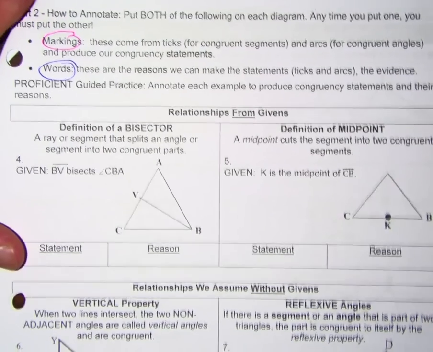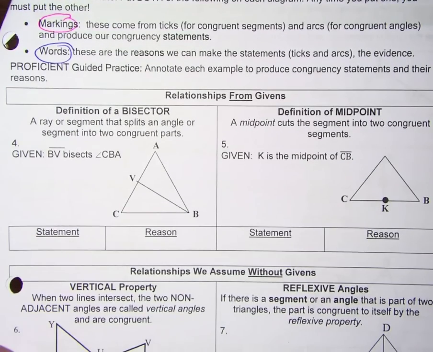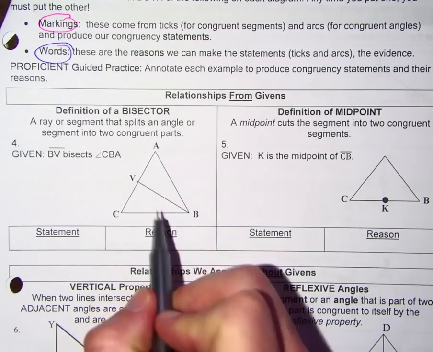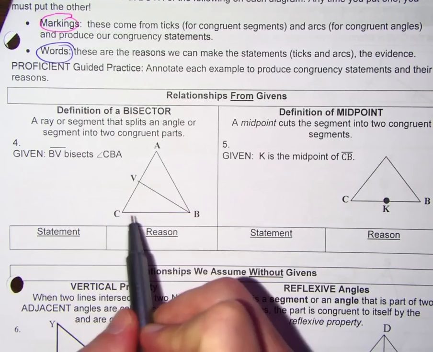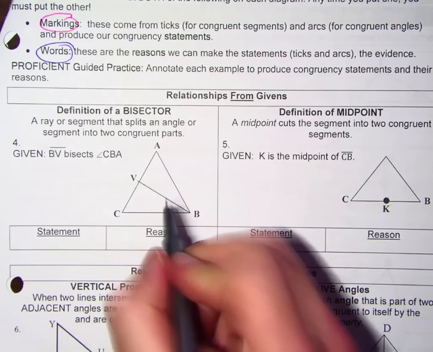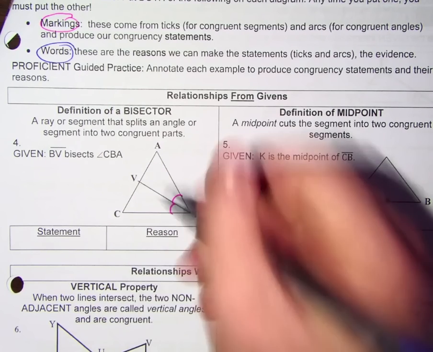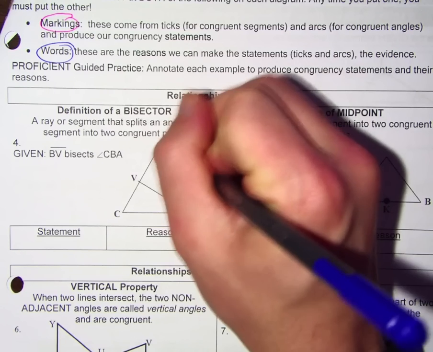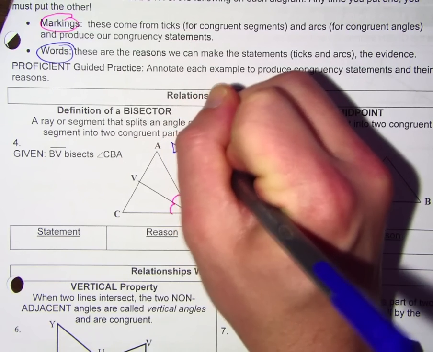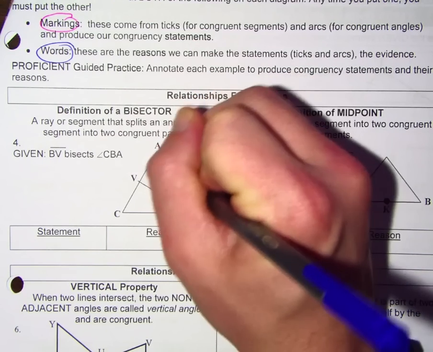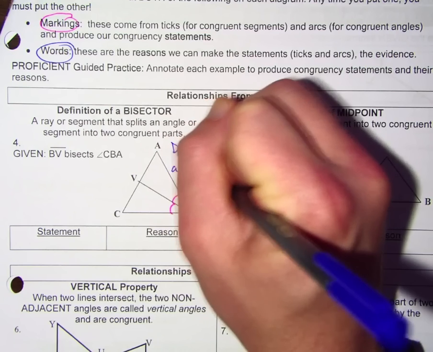For example, if we come down here, we have definition of a bisector. So it says here that segment BV is bisecting angle CBA. So this angle right here just got chopped in half. Why was I able to put those markings? Because of the definition of a bisector.